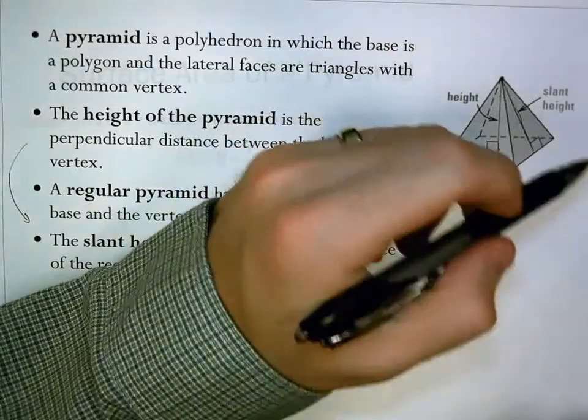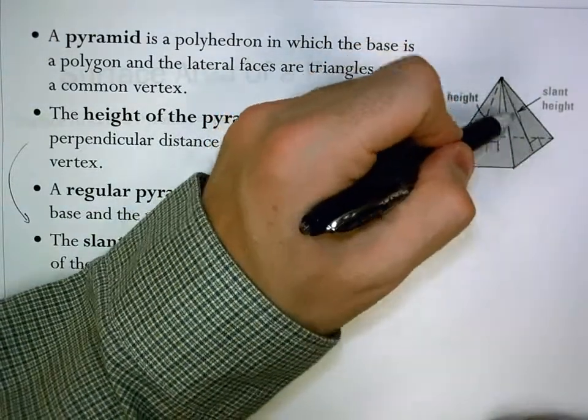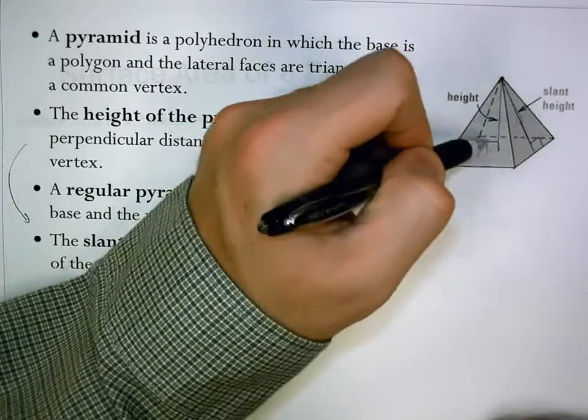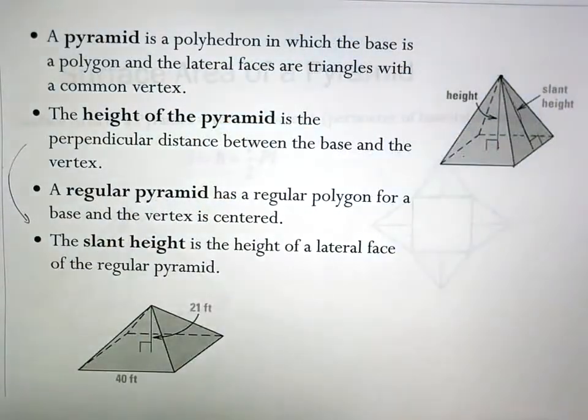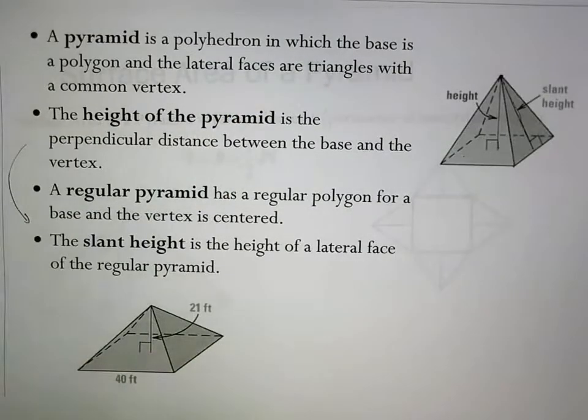Now, we are dealing with surface area, so we want the height that's on the outside, on the actual surface, whereas this height is on the inside, and when we get to volume, you could imagine that that's the one we're going to use then. Height will be on the inside, slant height is on the outside, it's on the face, so we're going to use that for what we're doing.